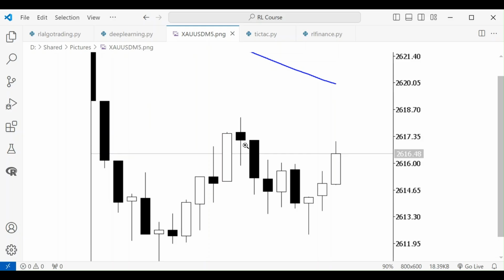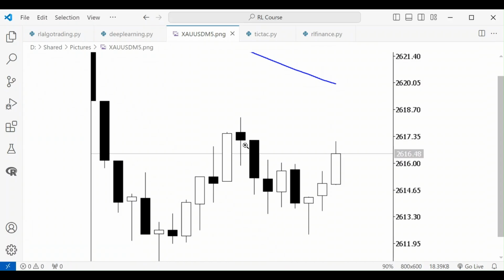In this course, what I will do is I will make a deep neural network that we will use to train on gold 5 minute data, and we will use that model to make a prediction about the 60 minute or 1 hour candle. So I repeat once again.